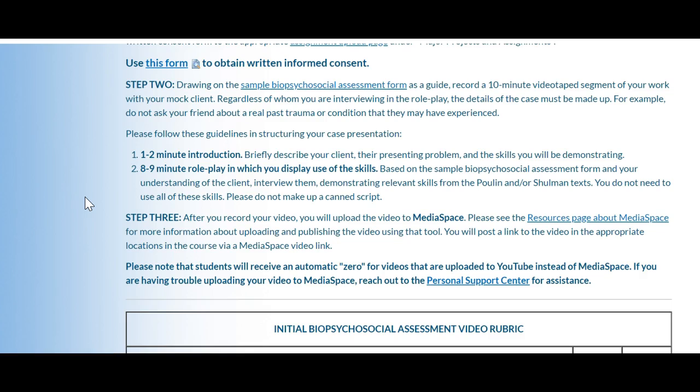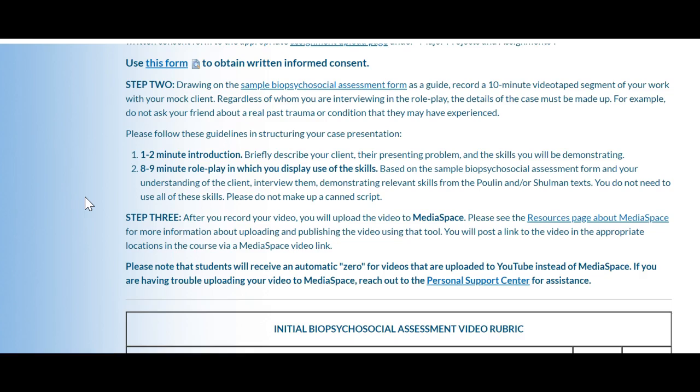So in terms of the skills, you're just going to identify them in part 1 of this, in the 1 to 2 minute introduction. You're not going to go into depth, just say what skills you'll be using based on things that you've read about in the Poulin and or Schulman texts.